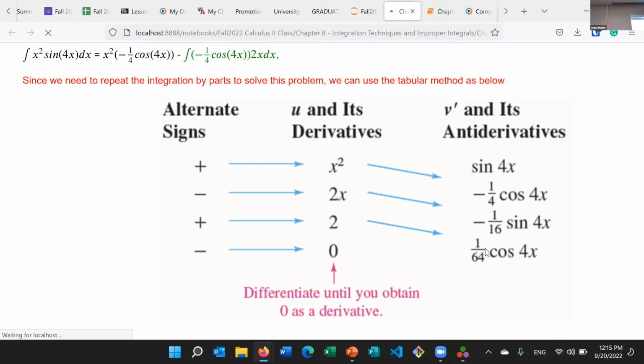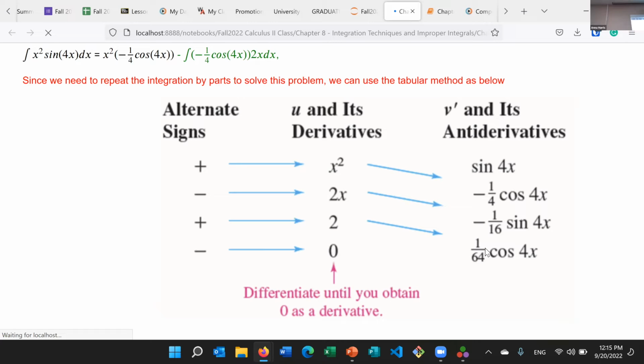X squared. Then we write the signs, plus minus. Are you with me? So u is x squared. Now take a derivative of x squared. What's that equal to? 2x. Take a derivative of this. What's that equal to? 2. Take a derivative of that. What's that equal to? 0. You can stop. Are you with me, class?